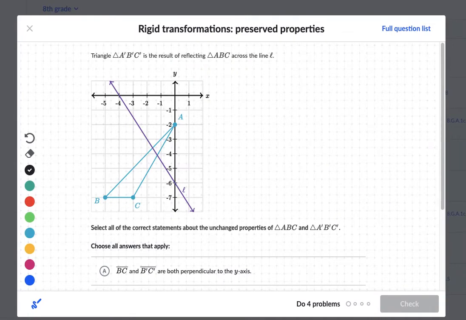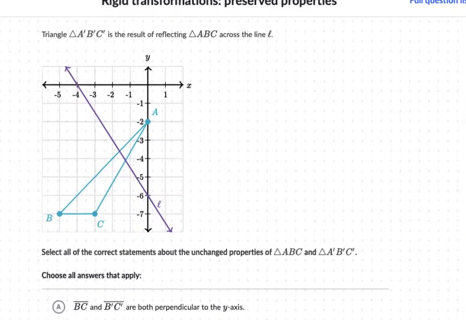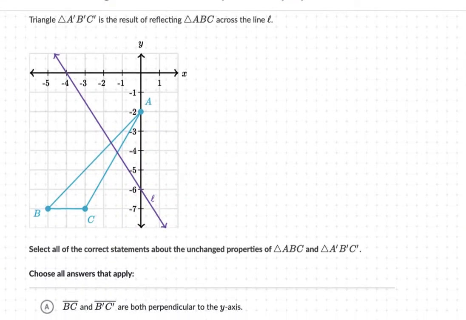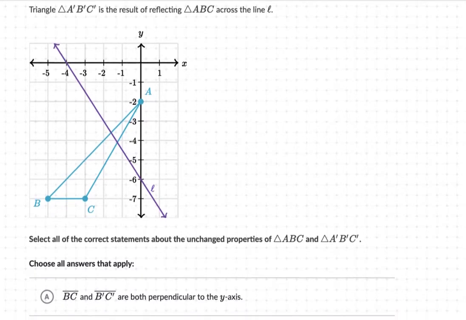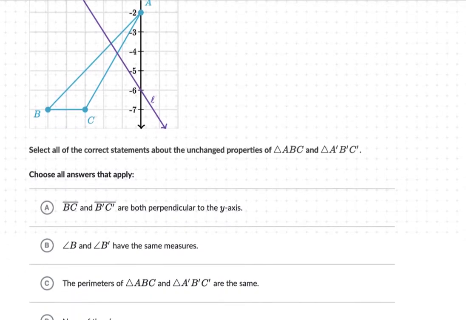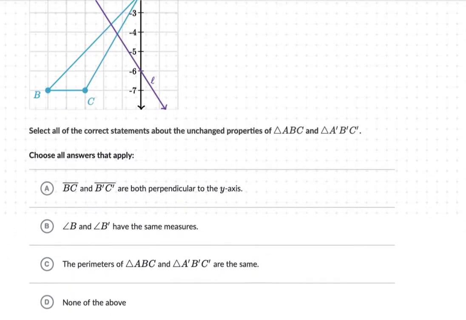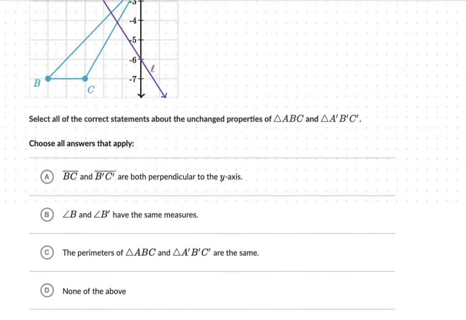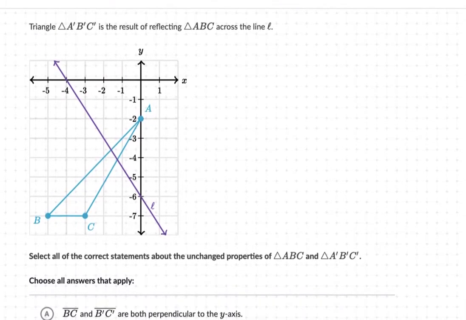Okay, the next type of problem that you could be working on is preserved properties. So in these types of problems, they're telling you the rigid transformation that's occurring, and then you have to choose the correct statements about the unchanged properties. They're a little bit more difficult, so we're going to do this one together.